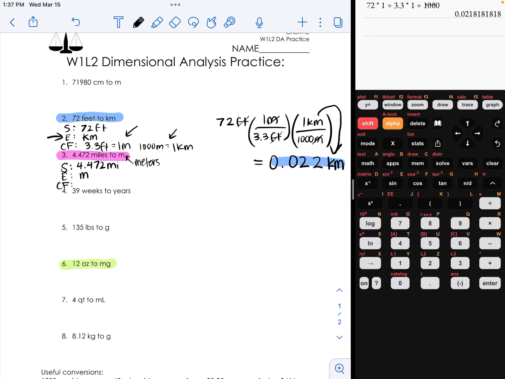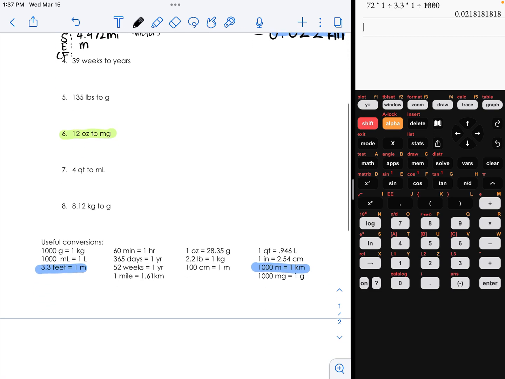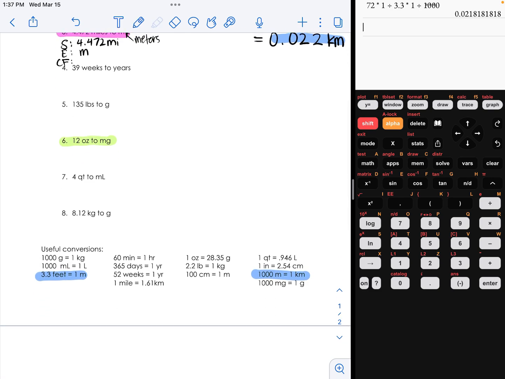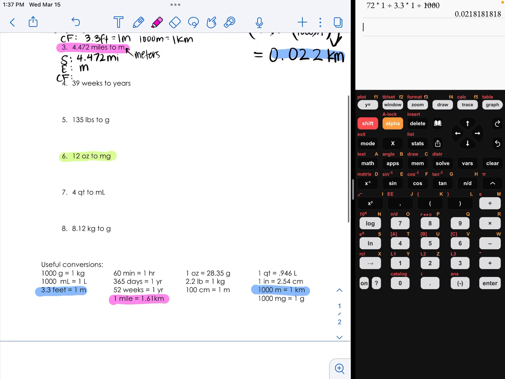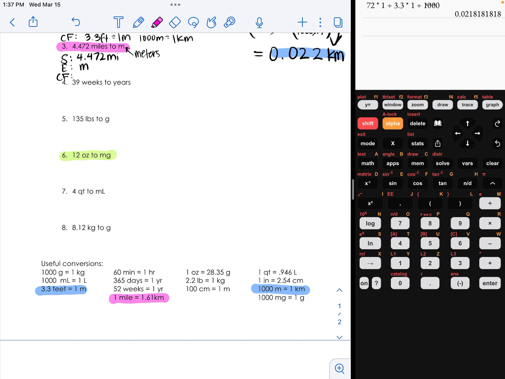Now I need conversion factors that are going to get me from miles to meters. Let's start by looking for one that has miles in it. As I look, I find that 1 mile is equal to 1.61 kilometers. But I need to end in meters, not kilometers. So now I need a conversion factor that gets me from kilometers to meters. I'll use that same one from problem number 2. 1,000 meters equals 1 kilometer. All right, so I'll write those in up above.